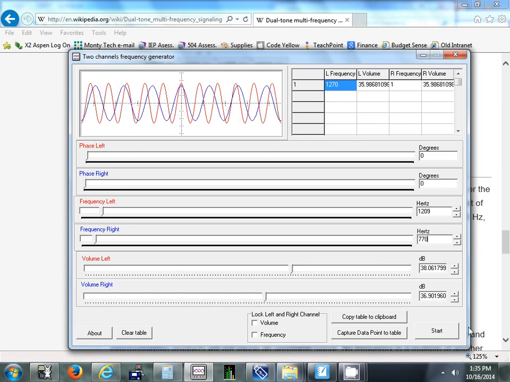Okay, let's see how that sounds. Okay, so there's a 4. All right, let's call it and see if we can make it work.